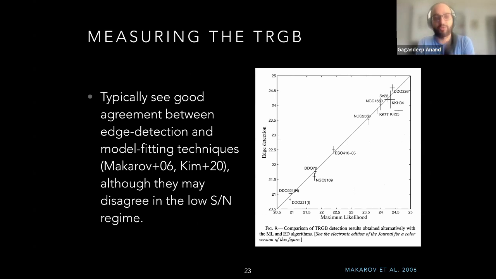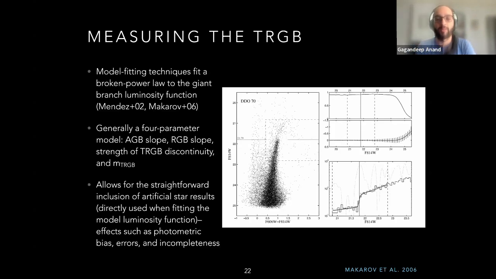Typically, you see good agreement between the two techniques, so it's fine to use either. There have been studies that have shown with various samples that they agree generally well. But again, they may disagree in the low signal to noise regime, where it just becomes harder to measure the tip. A good rule of thumb is that you want at least 1 magnitude of observations below the TRGB, such that at your tip you have a sufficient signal to noise. If you want a really precise measurement, better than 5%, it's better to be 1.5 to 2 magnitudes below the TRGB.